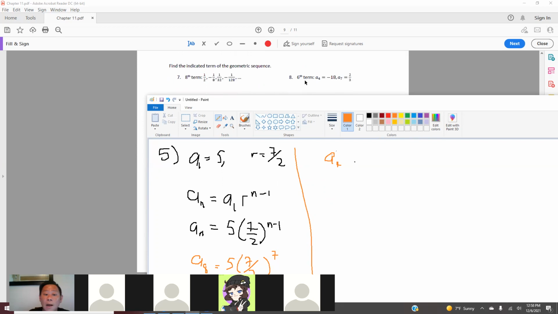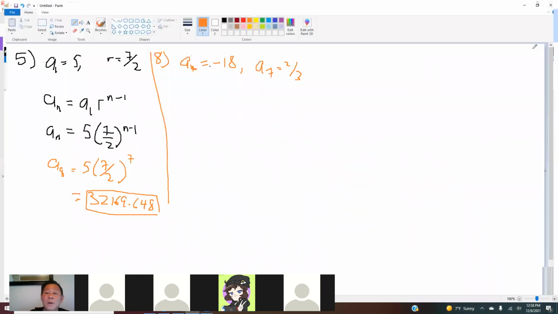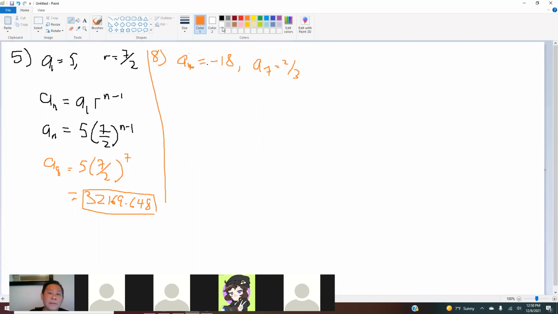Now, if a question gives you numbers like a4 is negative 18, and a7 is 2/3. And again, this is a geometric sequence. So this is something like what we did in the arithmetic sequence. Remember last time in arithmetic sequence, you do what? a7 minus a4 equals 3d, right?